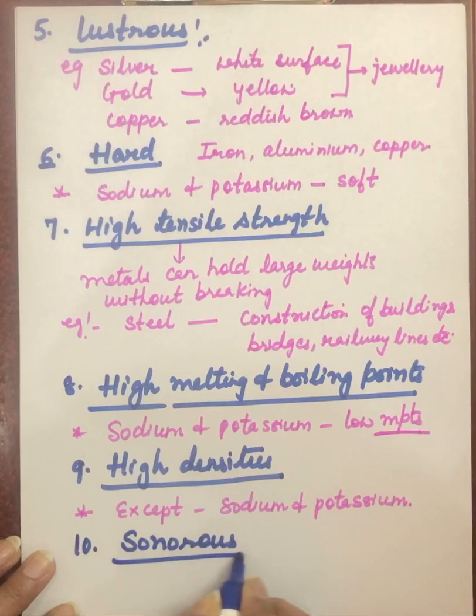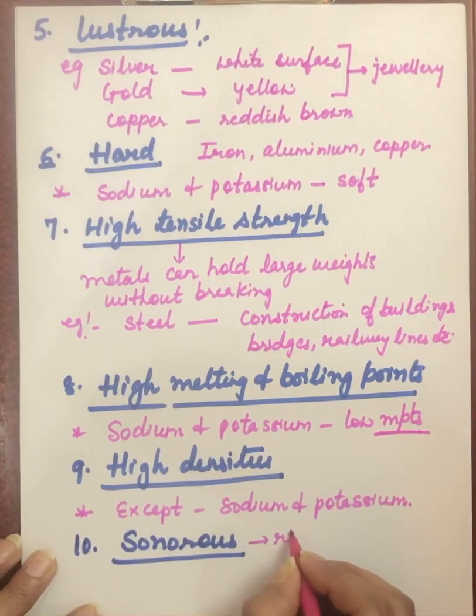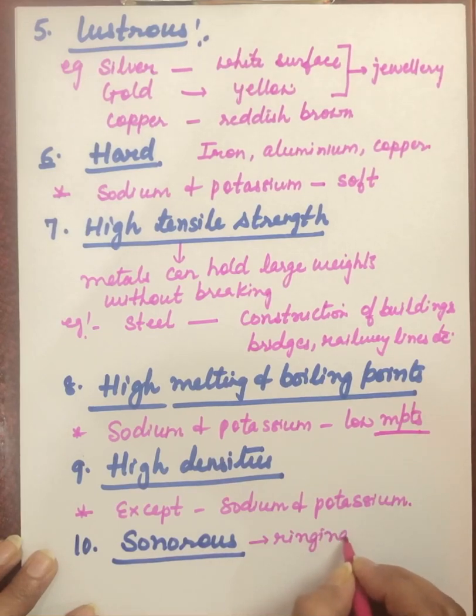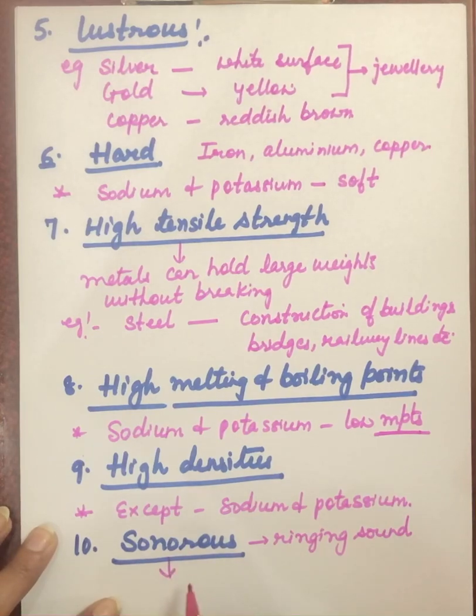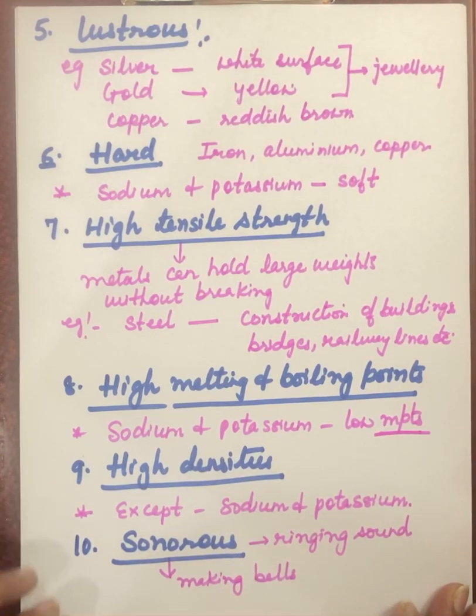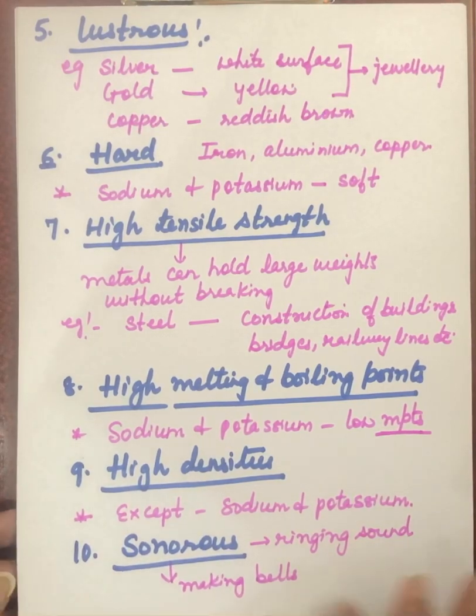The last property of metals, metals are sonorous. This means metals make a ringing sound when hit. When two pieces of metal are hit, they make a ringing sound. That is called being sonorous in nature. That is why metals are used for making bells and wires of musical instruments like sitar, guitar, etc. These are the properties of metals.